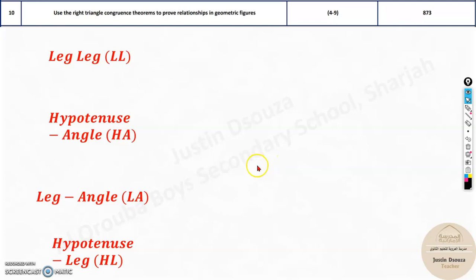Now we move to the final topic in part 1, that is topic number 10. We have to use the right triangle congruency theorems to prove relationships in geometric figures. Before we start the problems, let's quickly go through a few of these things. Leg-hypotenuse, angle-leg, angle-hypotenuse, leg-leg.